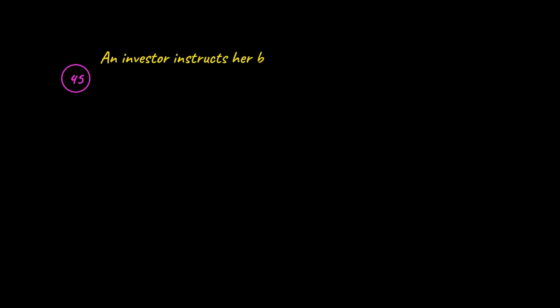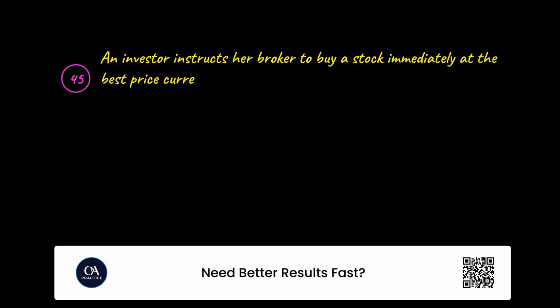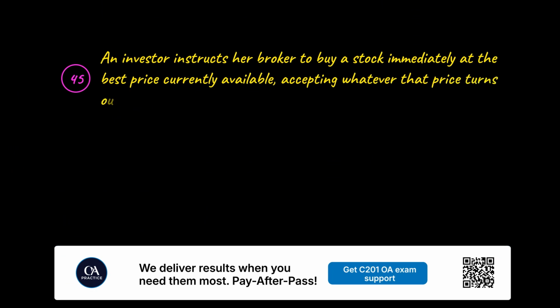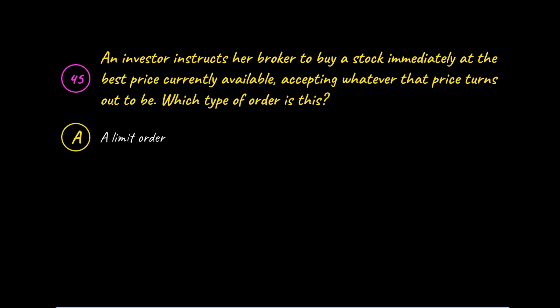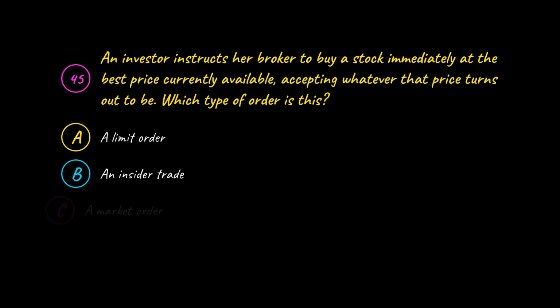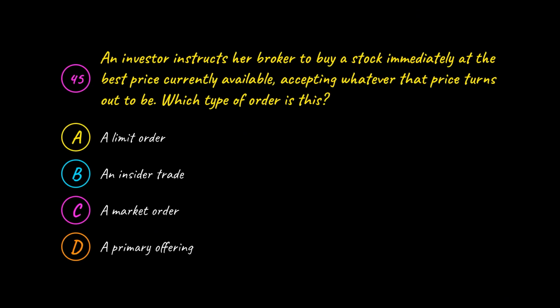Question 45. An investor instructs a broker to buy a stock immediately at the best price currently available, accepting whatever that price turns out to be. Which type of order is this? Your options are A. A limit order, B. An insider trade, C. A market order, D. A primary offering. Pick one. Trust your gut. Here's your chance to test yourself.